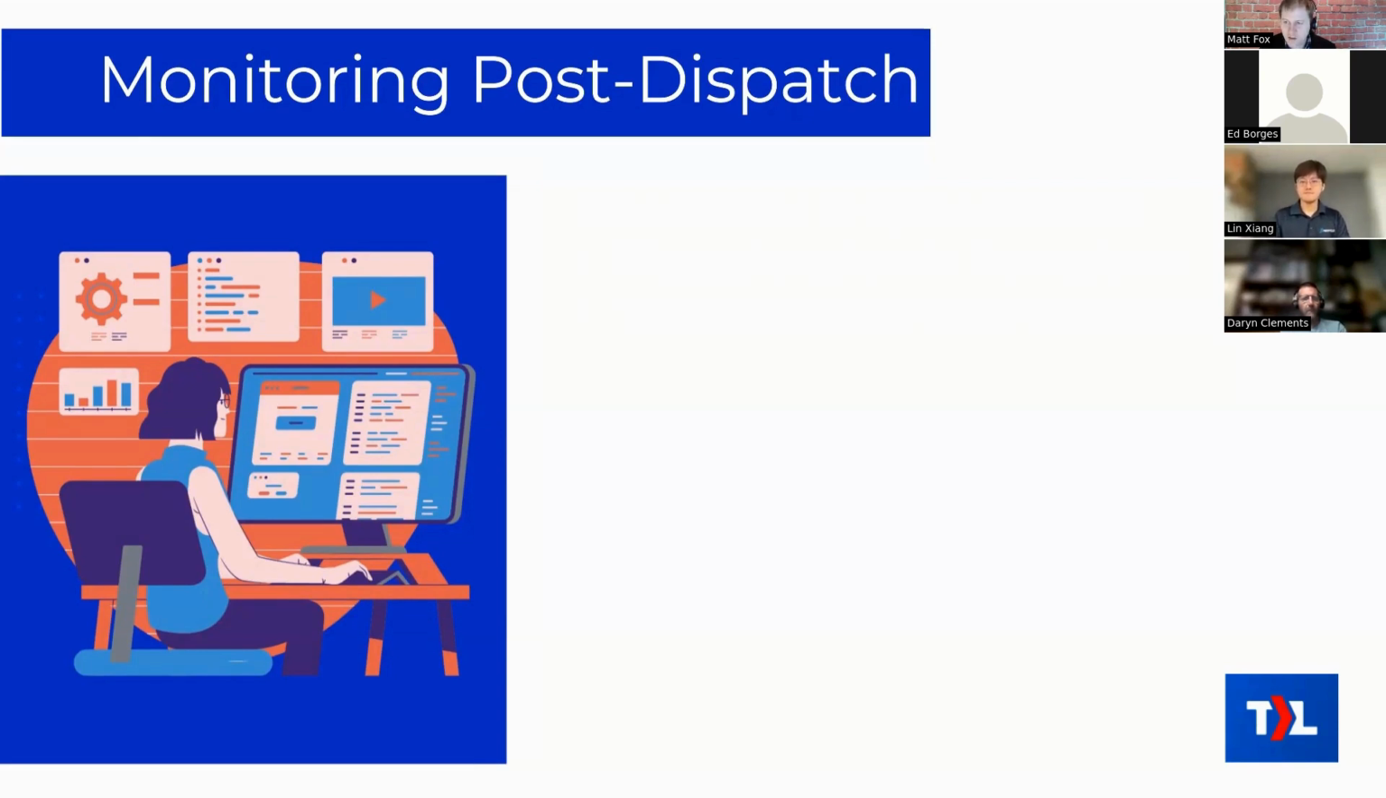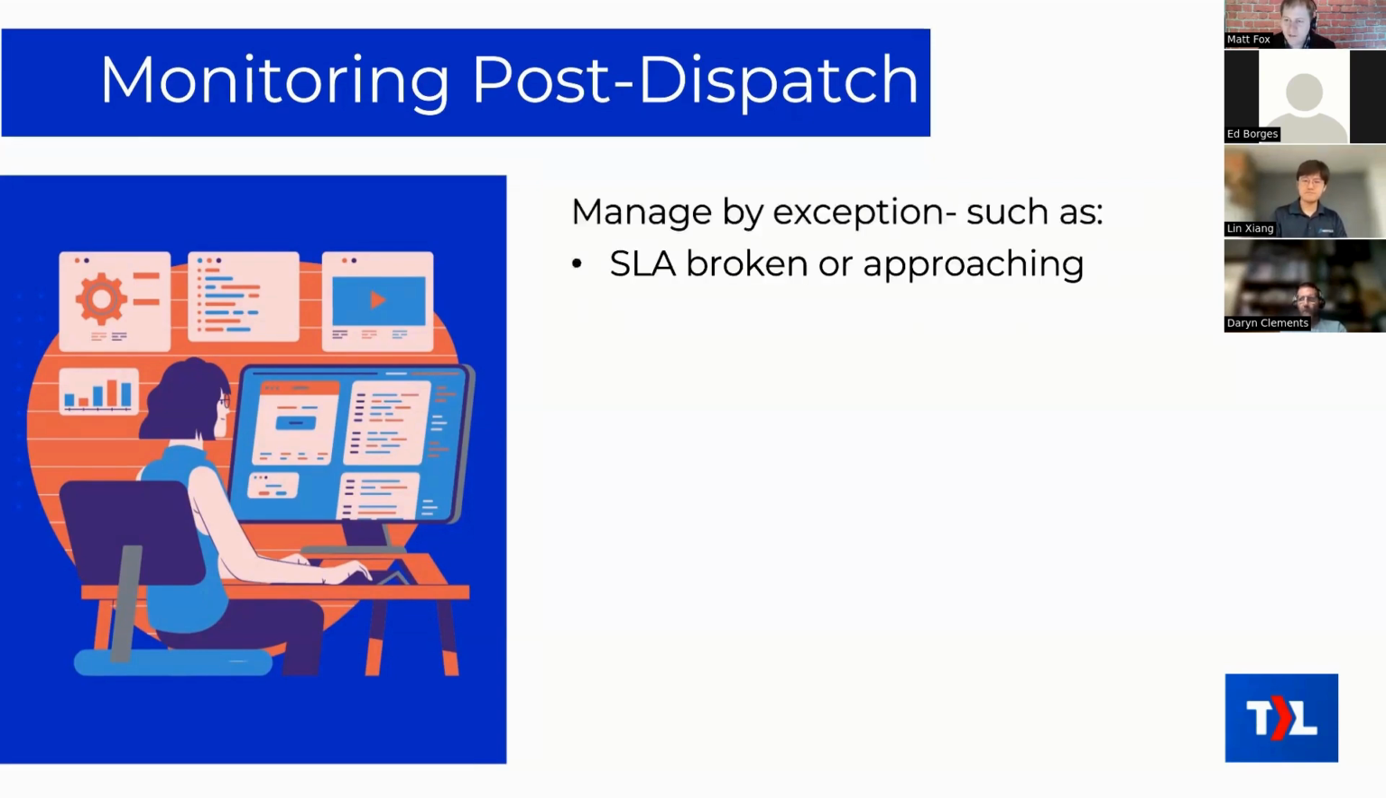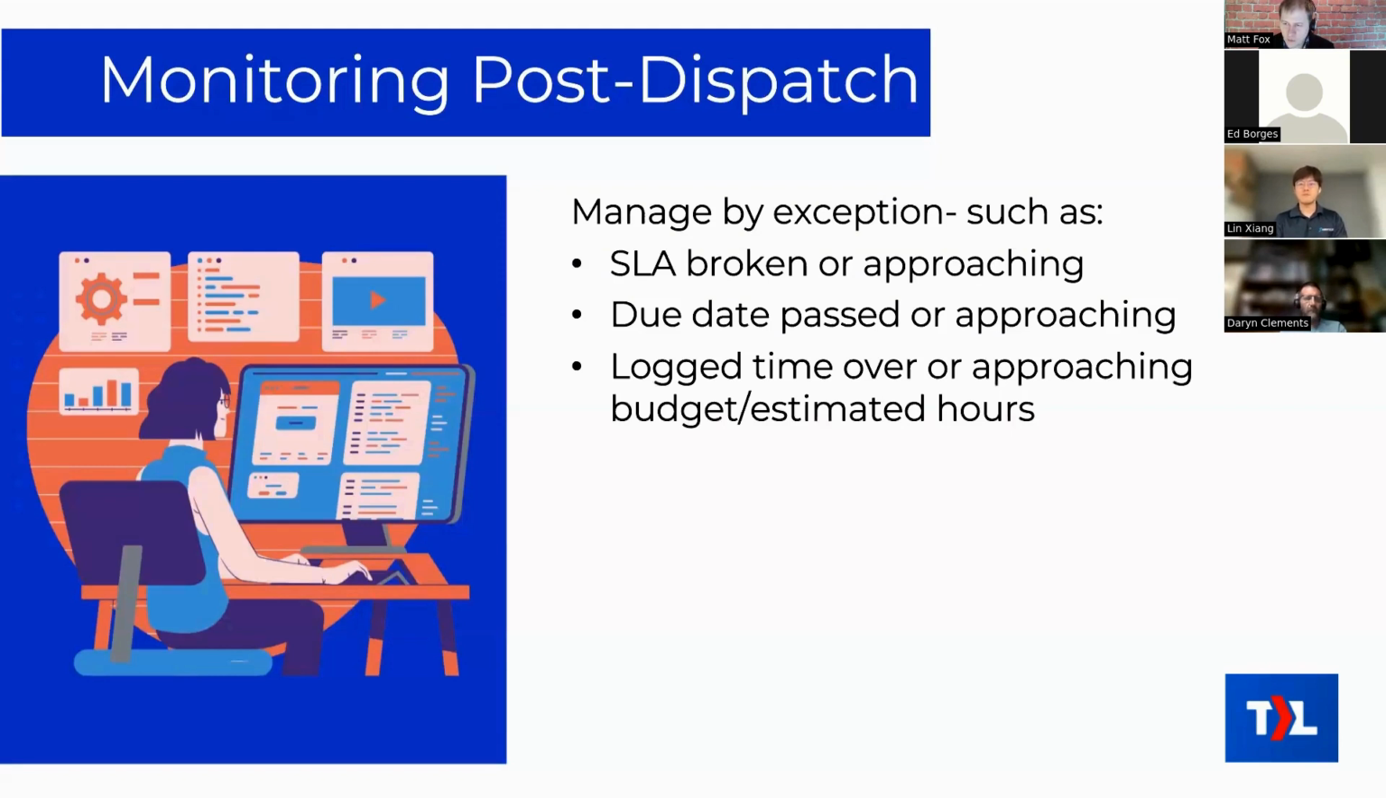So some of the things that you want to watch out for are approaching SLAs on tickets, or tickets where the SLA is already broken. We also want to be watching for a due date that's already passed or is approaching. Sometimes that might happen where there's a help desk ticket with a due date, so you want to be on your guard for those things. Another one is where the amount of time that's already been logged on that ticket is approaching the budget or estimated hours, or it's already exceeded that budget, so definitely you want to be aware of that.